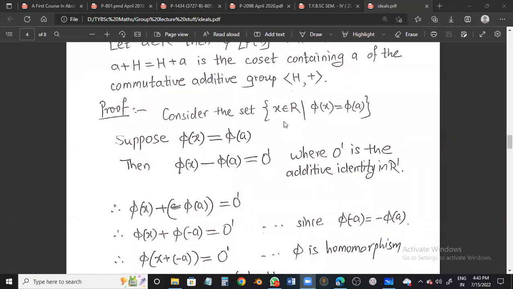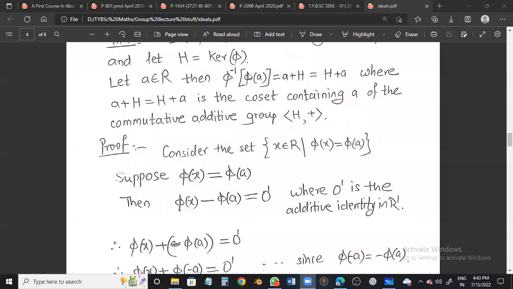See, what I am doing is I want to show that phi inverse of phi of a. What I mean by phi inverse? Inverse image of the image of a. So can't we take all those elements whose image is the same as phi of a? That is what we have done. So image of x is the same as image of a. When I am saying x is a variable, and when I say a is a fixed element. So all those elements whose image is the same as image of a, all such elements we are collecting.